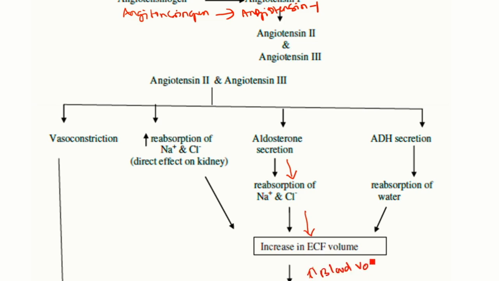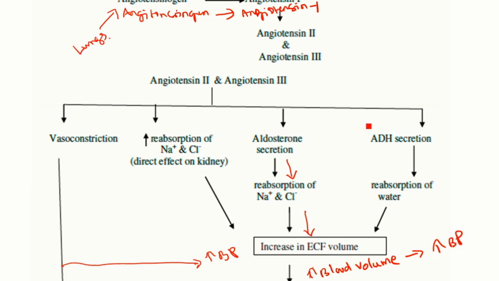ADH secretion, can you tell from where the ADH is secreted? Very good, the posterior pituitary gland. It is released from the posterior pituitary, acting on the distal convoluted tubule for the reabsorption of water. Once water reabsorption occurs, ECF volume increases, blood volume increases, and blood pressure increases. Blood volume is more, blood pressure is more.